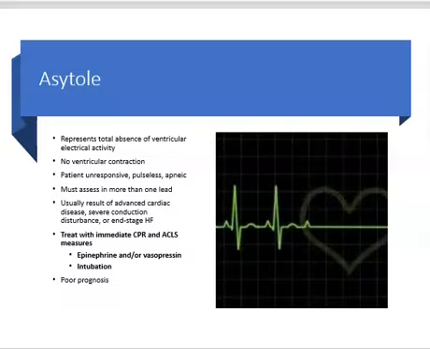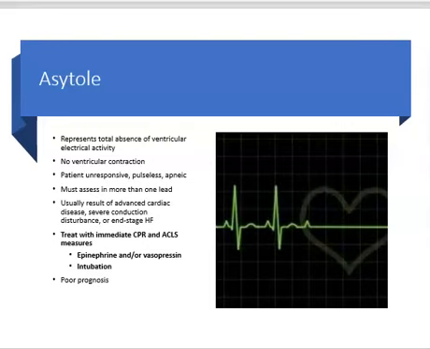Now we're on to asystole. Nice sinus rhythm going across and then flat line. You run in the room. Are they standing there and ripping their leads off because they want to take a shower? Or are they laying in the bed, totally gone? They're not responding to you. There's no blood pressure. There's no pulse. They're not breathing. This is total absence of ventricular electrical activity. There's no ventricular contraction.